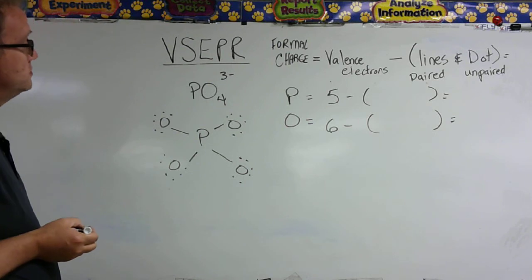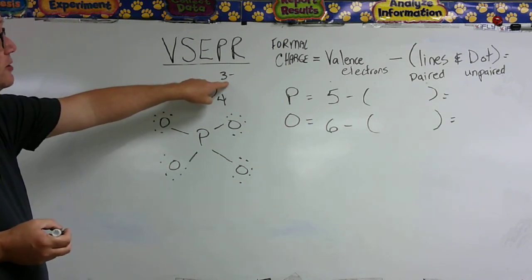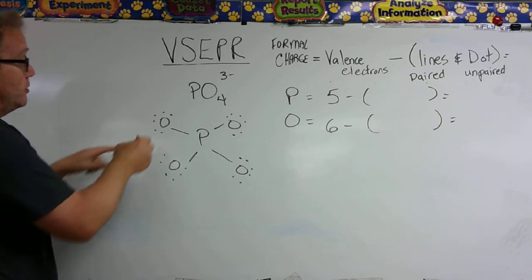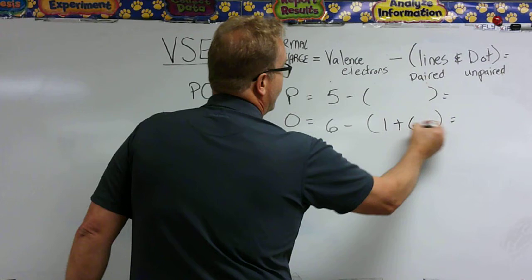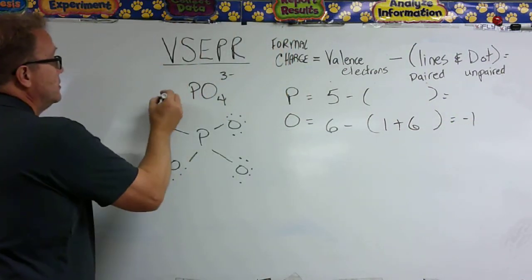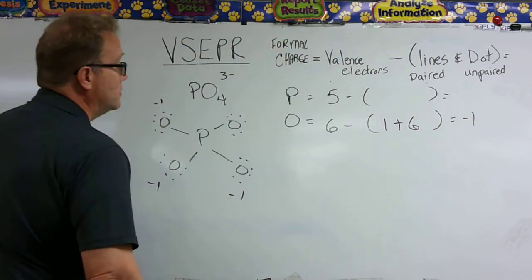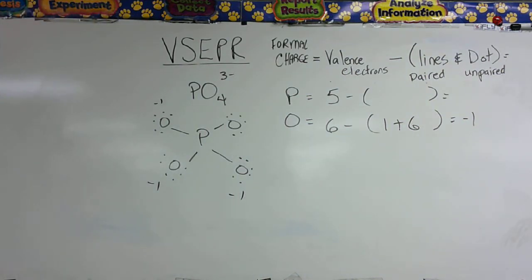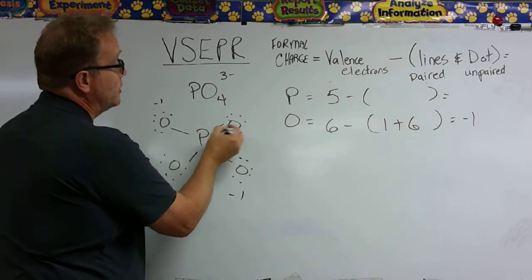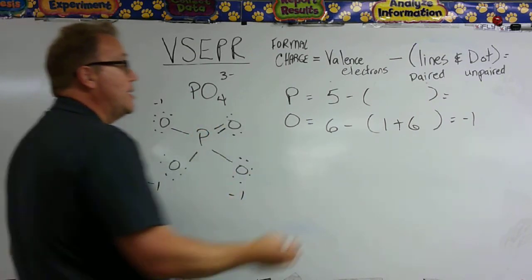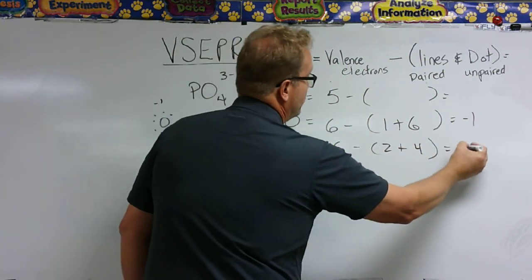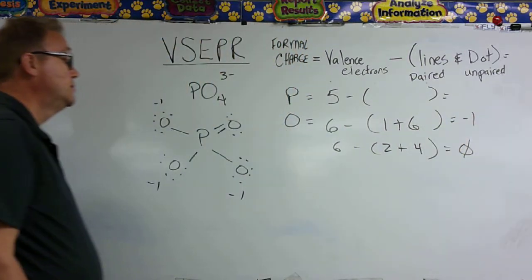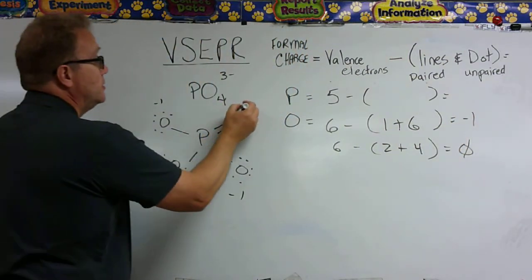So now I want to have 3 that are going to equal a negative. Well, we already know that this one's going to equal 7 because I have 1 line and 6 dots. So it's a negative 1. Negative 1, negative 1, negative 1. So now that equals a negative 3. I want to change this to a neutral. So now I've got 2 lines plus 4 dots, which equals 0. So now I took care of this one.